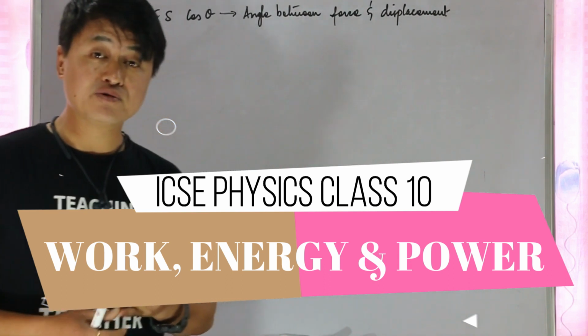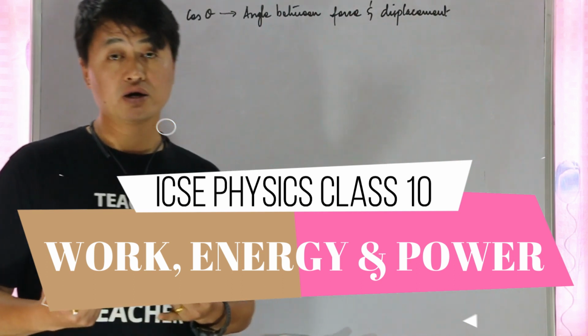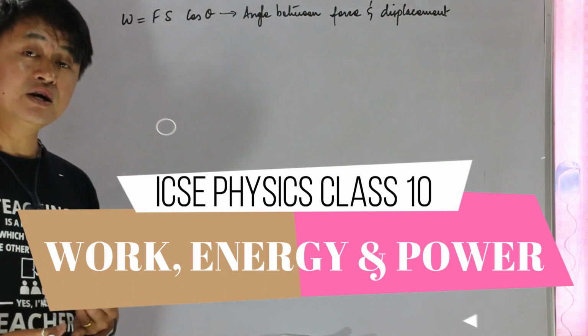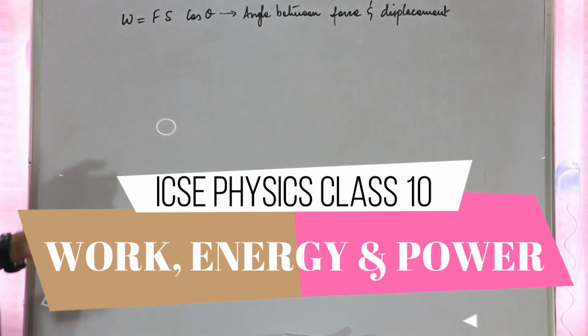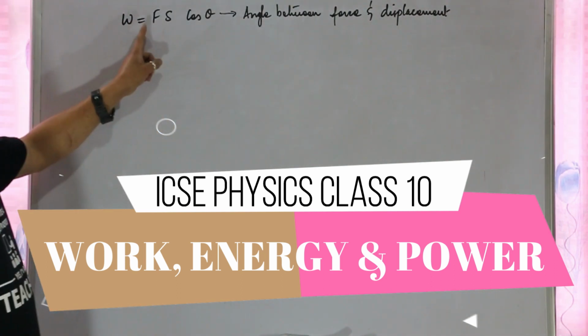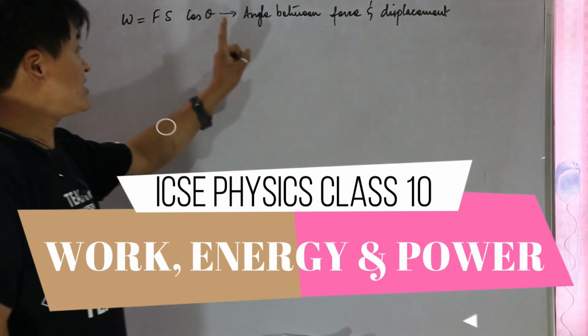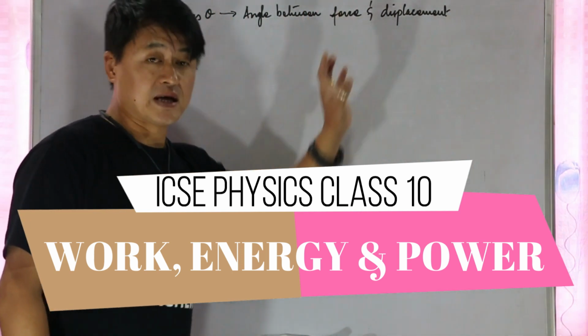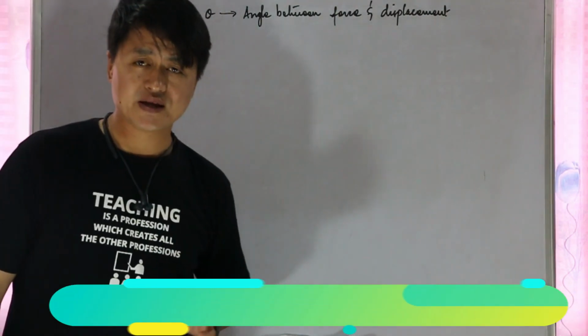Okay, and we learned finding the component of displacement along force and finding the component of force along displacement. And we learned the formula: work is equal to force into displacement into cos theta, where theta is the angle between the force and the displacement. Okay, let's take one simple example.